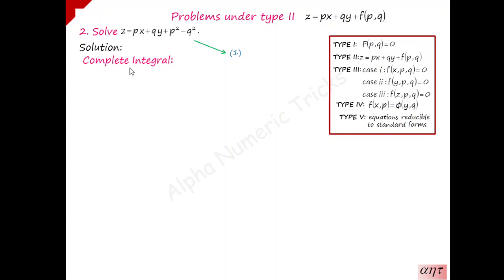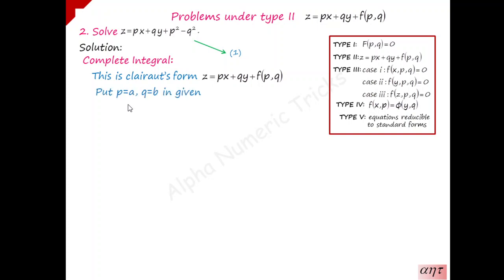Before starting the complete integral, you have to write which type the given problem is of. So this is of the Clairaut's form, z is equal to px plus qy plus f of p comma q. That you should write in your solution. This gives more clarity in your solution. Now we have to find the complete integral for the Clairaut's type of problems.